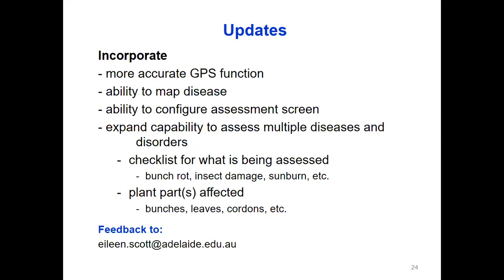We'd also like to build in the ability for the user to configure the screen so they can just use the buttons they use most commonly. And we are well aware that people are using the app to assess bunch rots and other diseases. And we would like to integrate parallel screens so that users can pull up a checklist of other diseases and disorders, whichever part of the plant is being affected, and then enter the data from there.